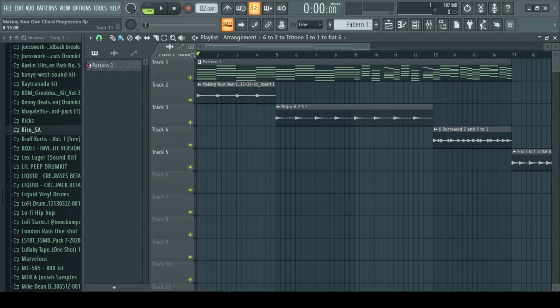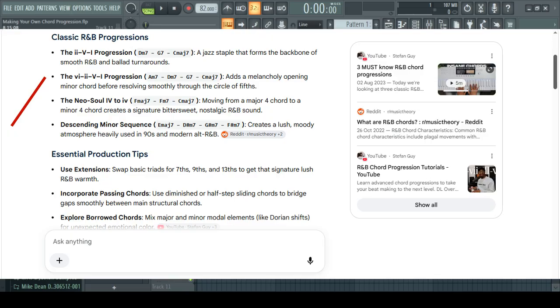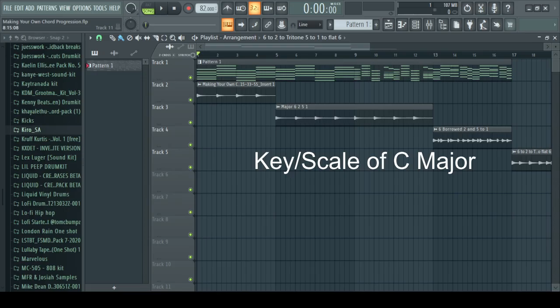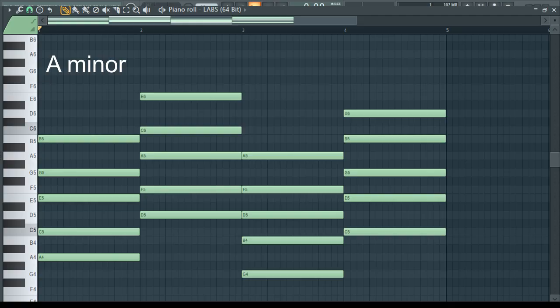And so now we know what modal interchange is. How do we use it to make our own unique chord progression? Well, let's start here by using a common R&B chord progression, and this chord progression is a 6-2-5-1. And since we're in the key of C major, it's an A minor going to a D minor going to a G dominant 7 and then ending on the C major.